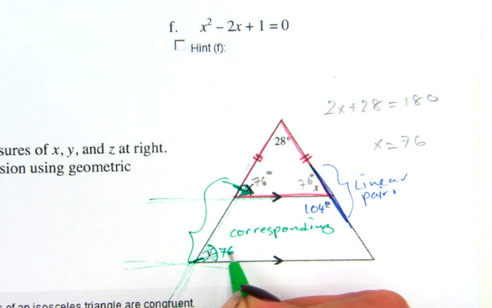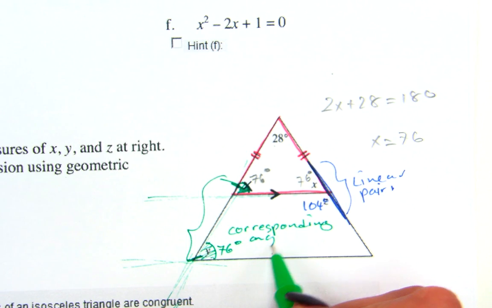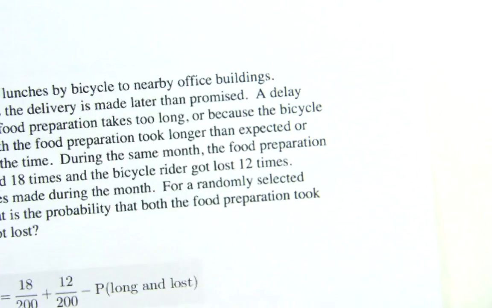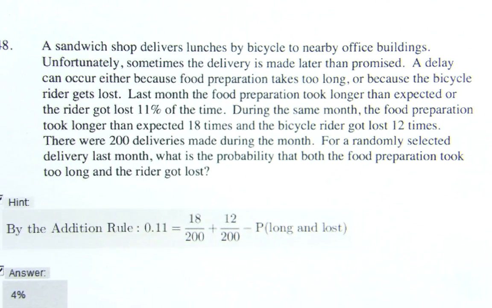And so this y is going to be 76 degrees also. Corresponding angles. Okay, that was 47. And then the last one, 48. It was an essay, let me tell you. And then the answer was just weird to begin with, so I had to really think about it.